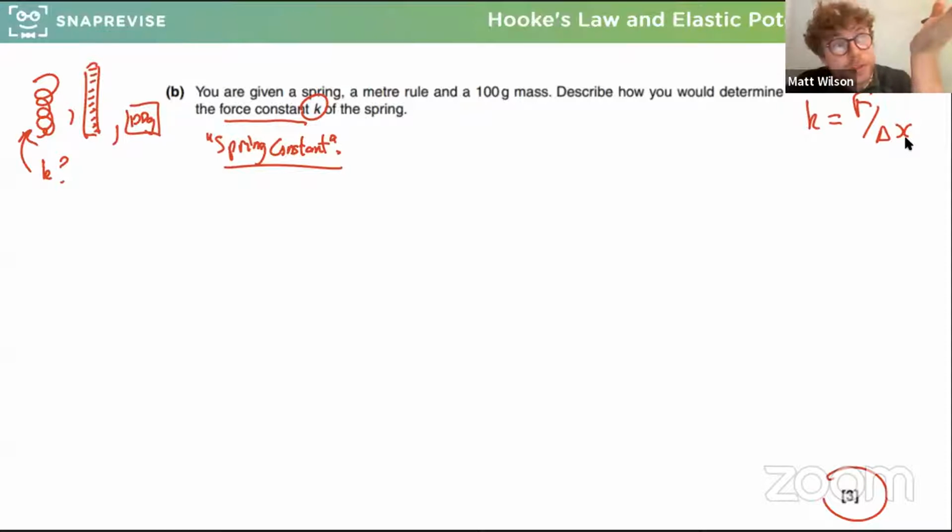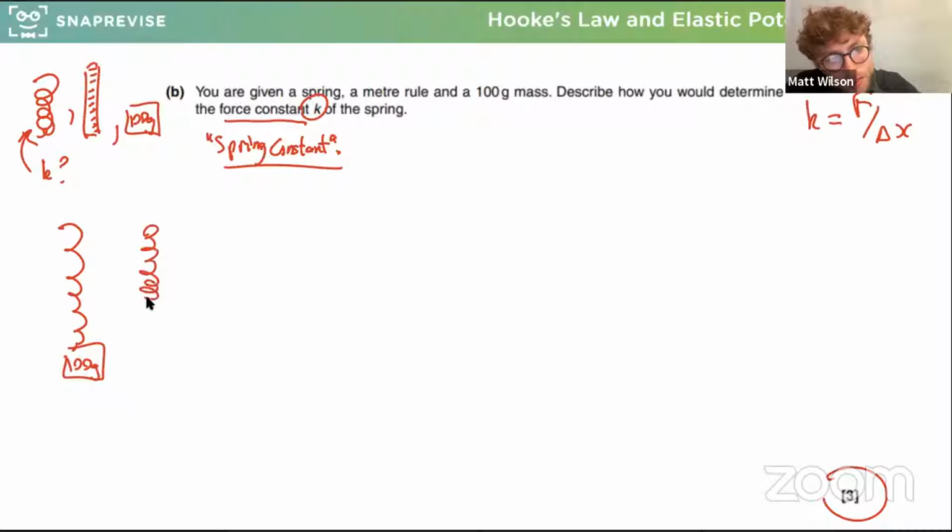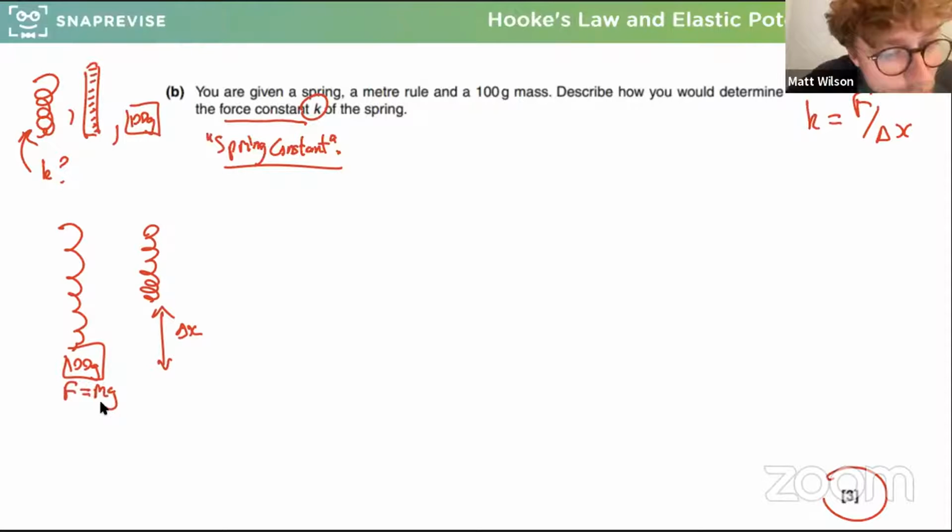So if we could figure out those 2 things, we could figure out the answer. So do we have a way of exerting a force on our spring? Well, certainly we do. We could hang our mass off of the spring, 100 grams. And is that going to give us some kind of extension? Yes, of course. We've exerted a force that causes an extension delta x. So we can figure out what force we've exerted. Here it's the weight, which is mg. So we have everything we need. So let's go ahead. Now we just need to take this idea and put it into something more structured.